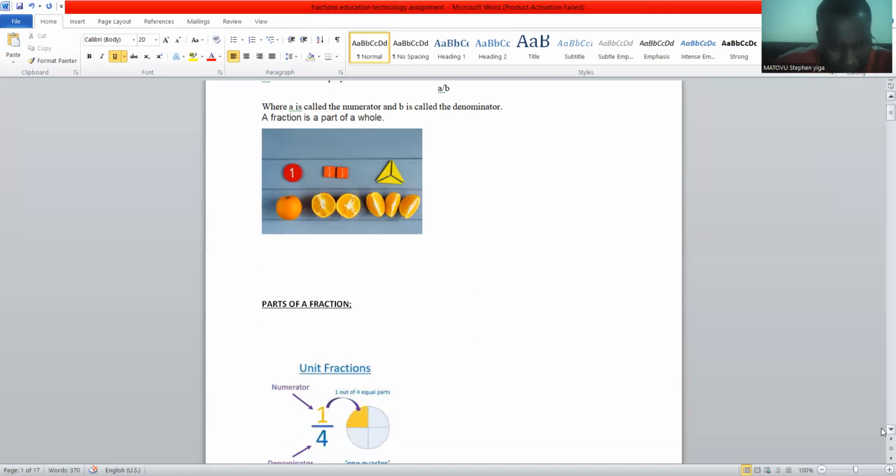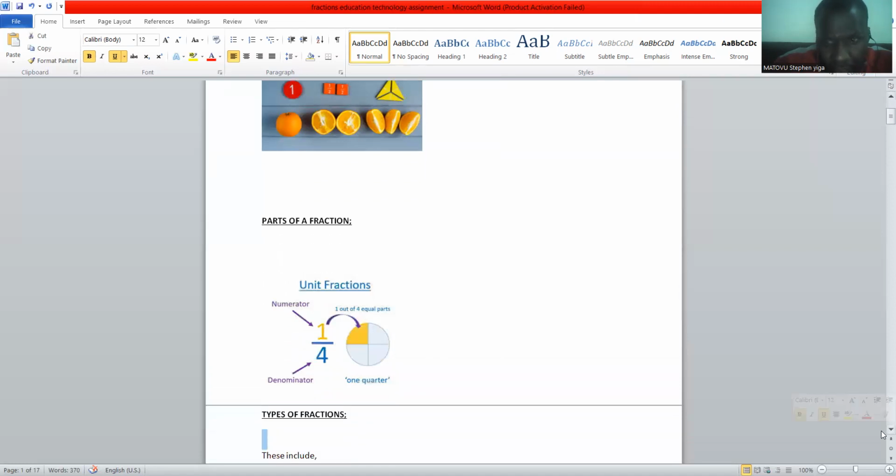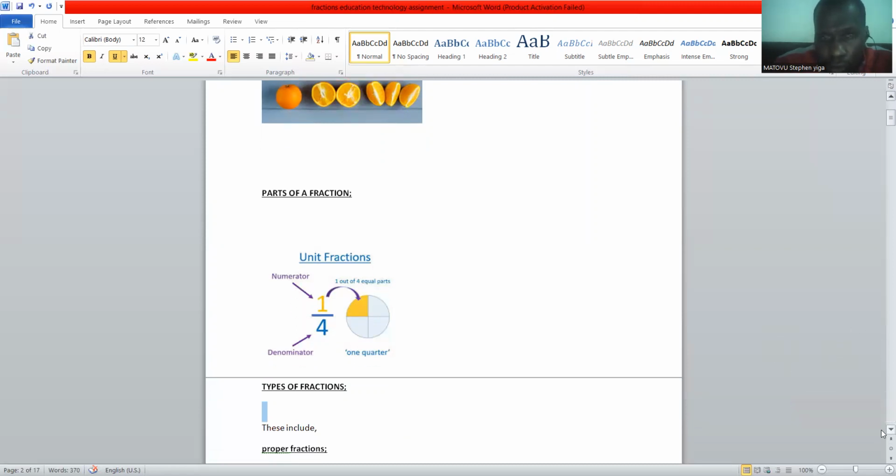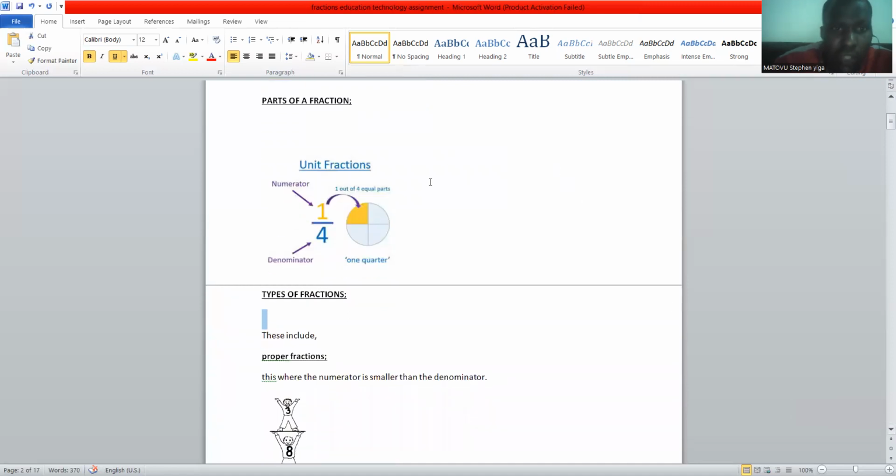Parts of a fraction in simple terms, though I have explained it in terms of A and B, in terms of unknowns, in a broad way. But in simple terms, this can clarify better what I was saying. This is 1 out of 4. The top is the numerator, this is what I meant, and this one is the denominator.